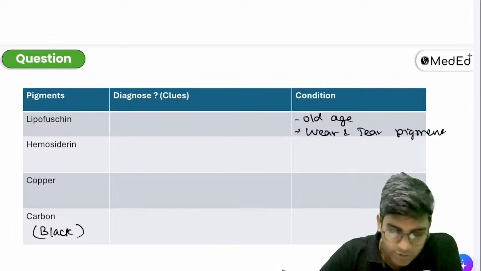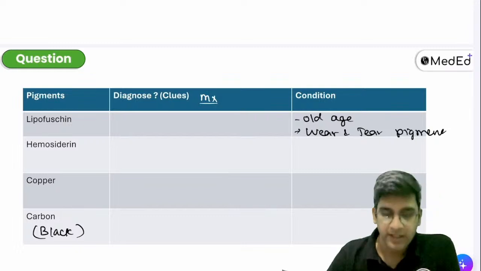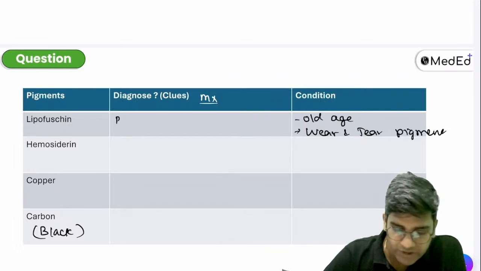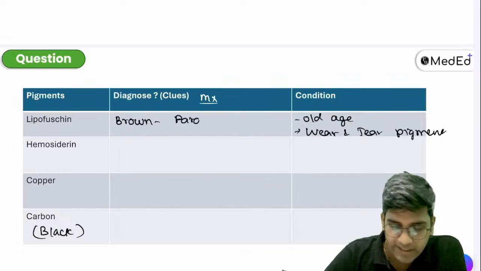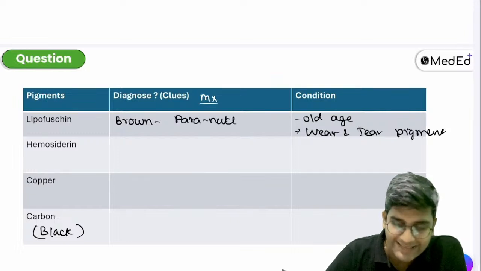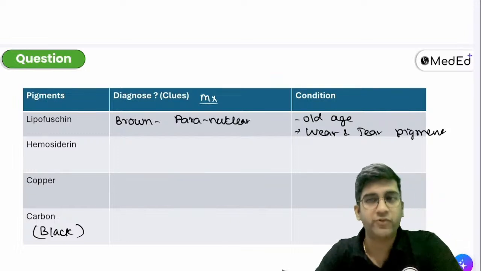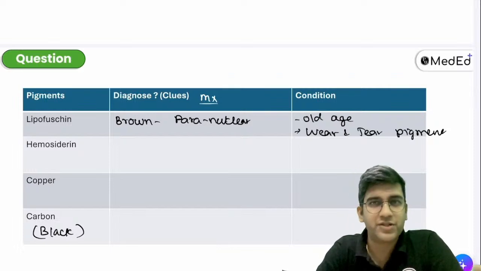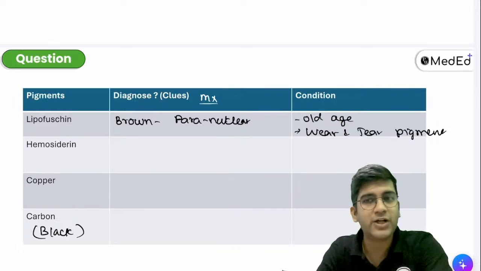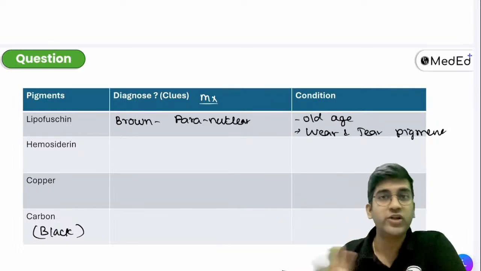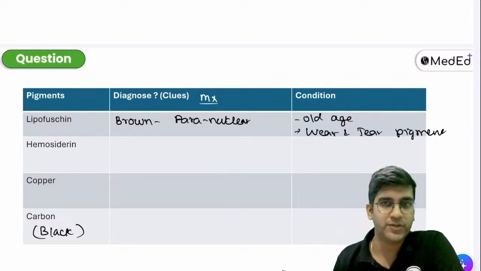All these clues are microscopic clues. I'm writing MX for microscopy. If you see a pigment which is brown in color in the paranuclear location, on either side of the nucleus, I think of lipofuscin. I do have a stain for lipofuscin, but I'm not saying that. Just remember, paranuclear brown color, old age, no history, just old age is lipofuscin, right?